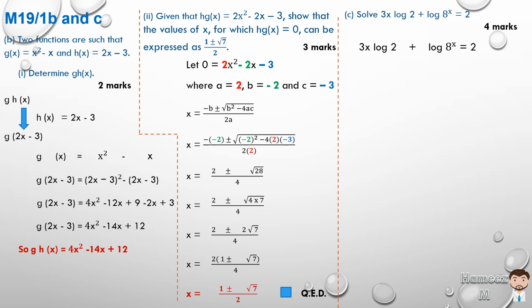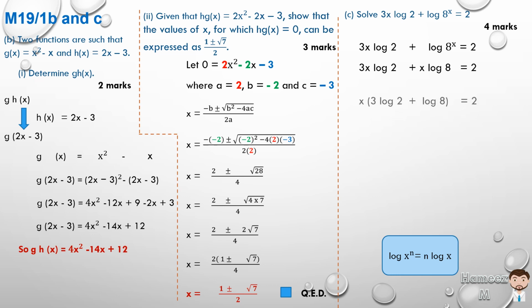If we recall the rule, log x to the power n is equal to n log x, meaning if we have an index, we could bring it in front. Then we can rewrite it. So we get 3x log 2 plus x log 8 is equal to 2. And we can factorize the x. So it will give us x by (3 log 2 plus log 8) is equal to 2.